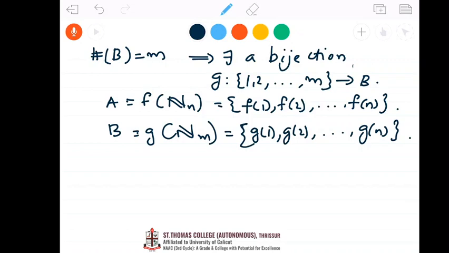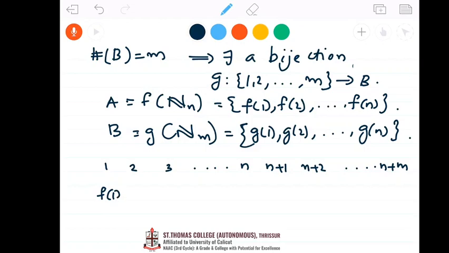What is A union B? We have to prove that A union B contains n plus m elements. So we have to define a bijection from the set 1, 2, 3, etc. up to n plus m to A union B. So let's draw a figure. Here I have 1, 2, 3, etc., n, then n plus 1, n plus 2, etc. Here I have n plus m. And I am writing A union B here.